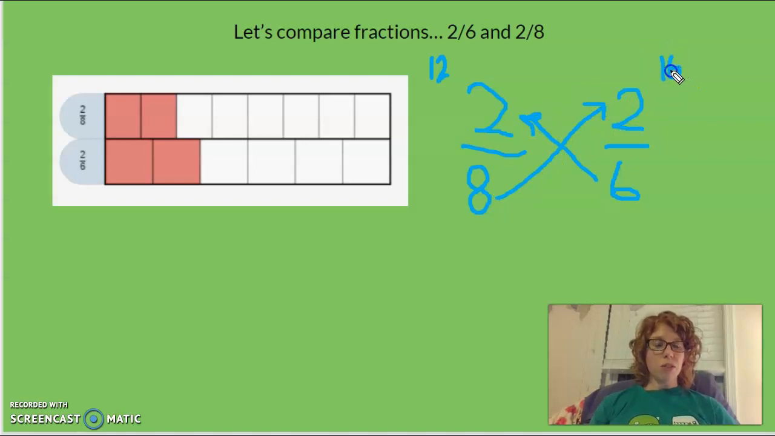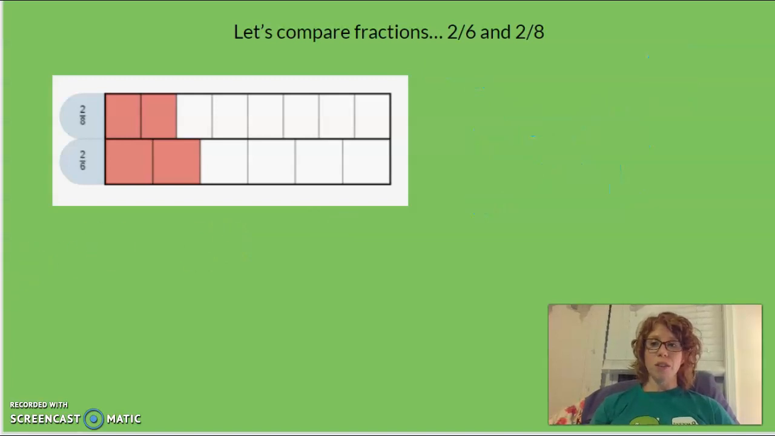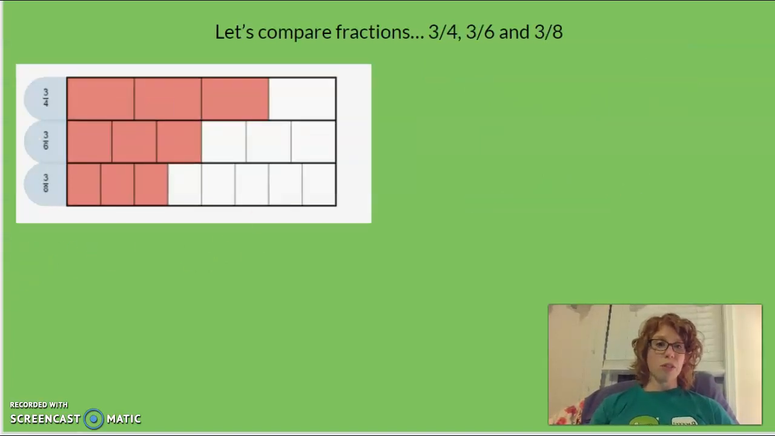And I'm looking at these fractions, and 16 is larger than 12, right? So that means that 2/6 is larger than 2/8, and we see that in our fraction bars. Let's practice that with the other fractions we were doing, with 3/4, 3/6, and 3/8.